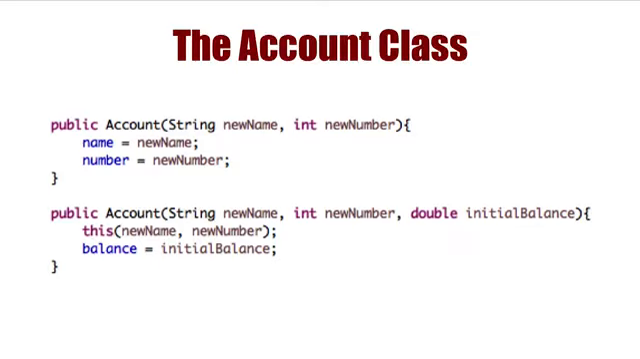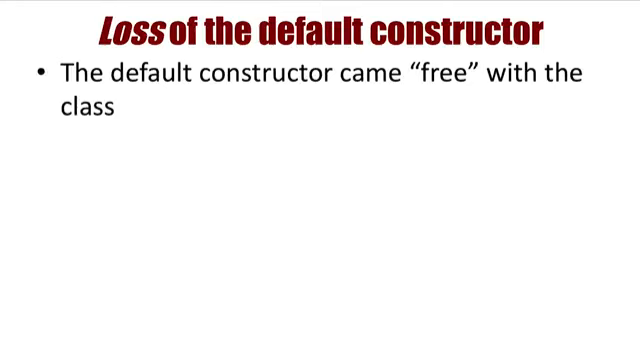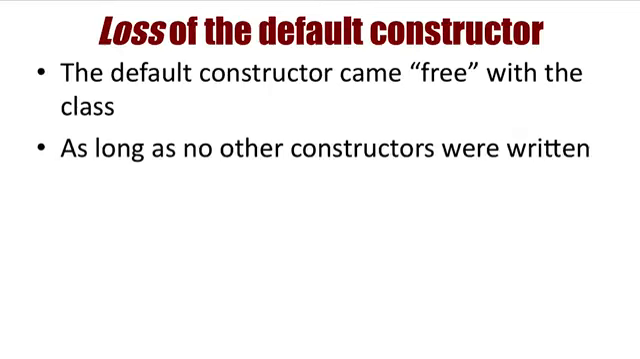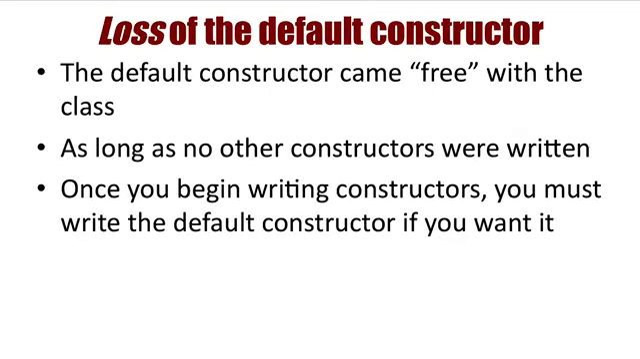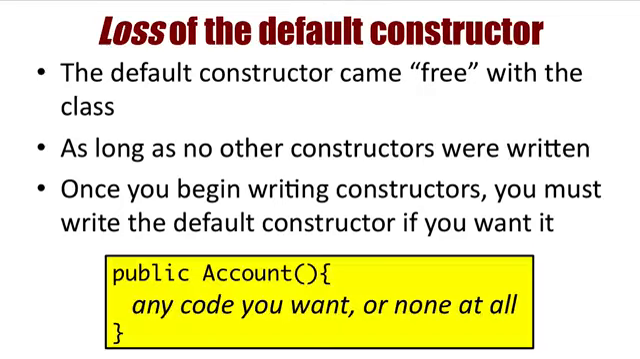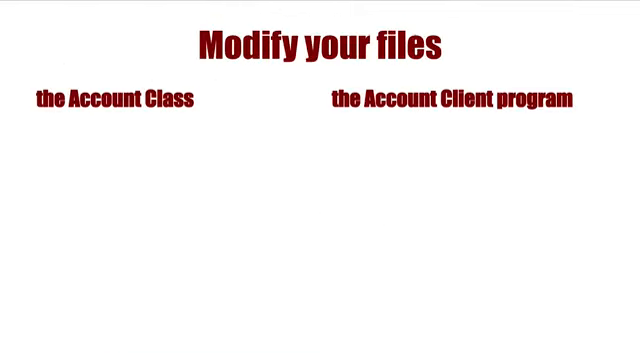Your account class file should look something like this. But what's causing the errors in the client program? We are still using default constructors, but recall that constructor doesn't exist anymore. Not since we started writing constructors of our own. There are two fixes for this. Rewrite the default constructor in your class file, or use the new constructors to set variables while you're creating the object itself.